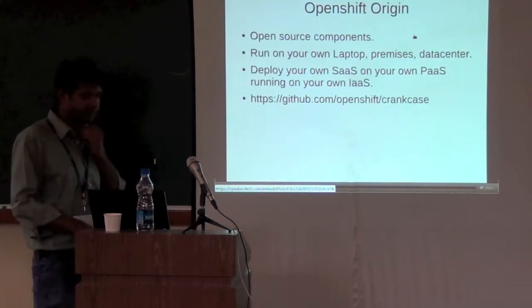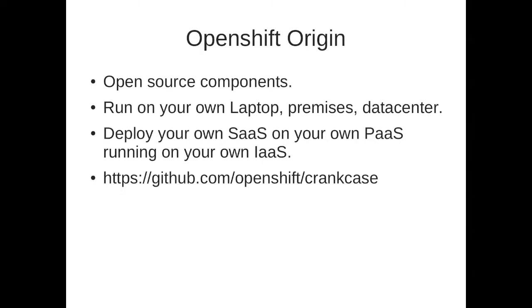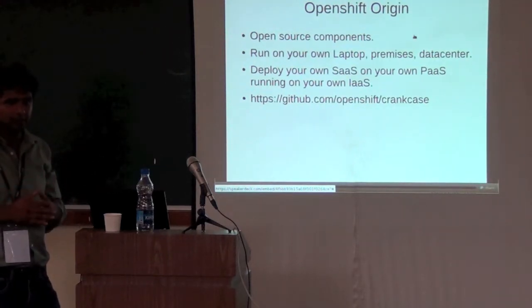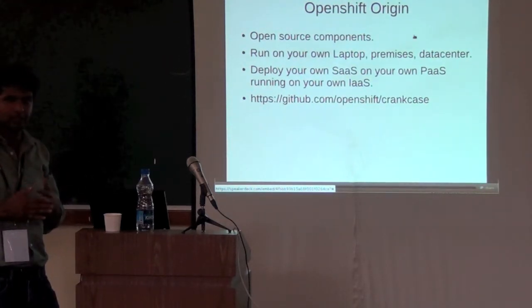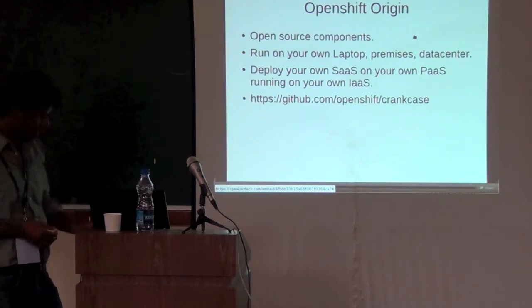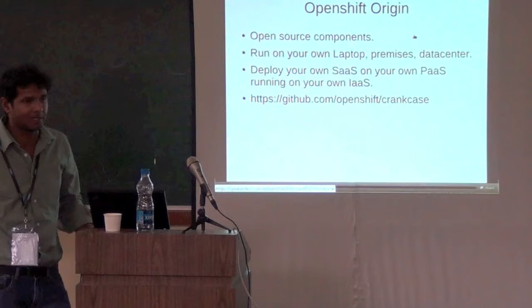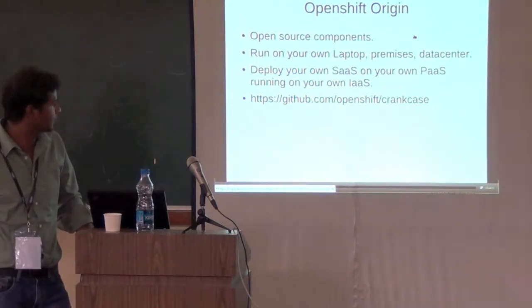So OpenShift was recently released as an open source application on GitHub by Red Hat. The components are open source. It contains a broker, a message broker, a database layer. You can run OpenShift on your laptop, on your premises, AWS, or wherever you want.